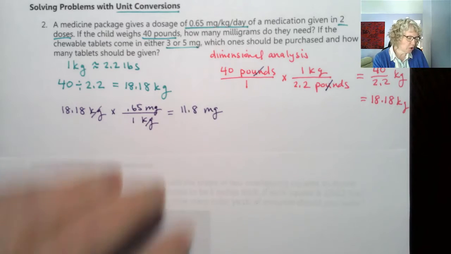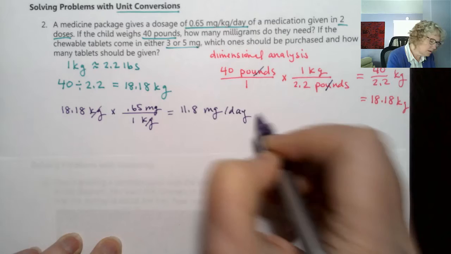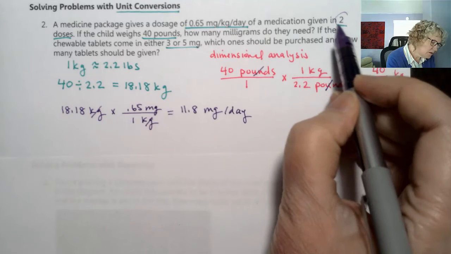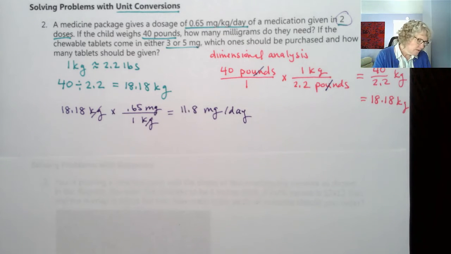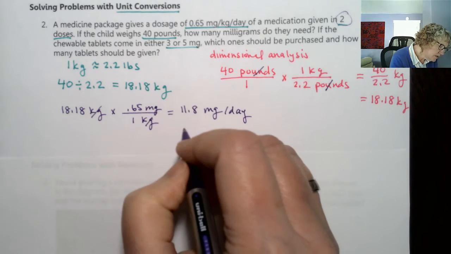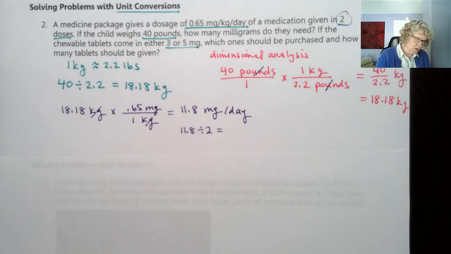Milligrams. And now it's still per day, right? So I could have said milligrams per day. Still 11.8 milligrams per day. Okay, we're not quite done yet, right? Because we also are giving it in 2 doses. So we would need to cut that in half, assuming 2 equal doses. So 11.8 divided by 2.